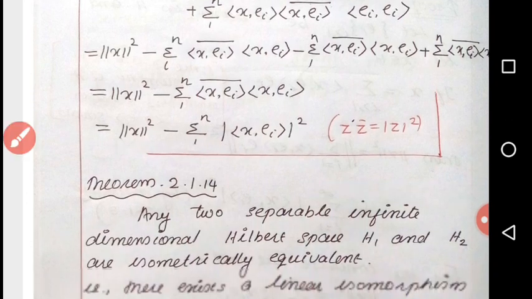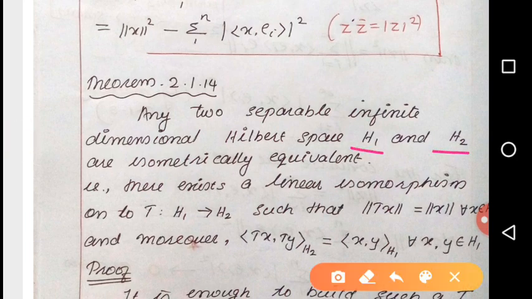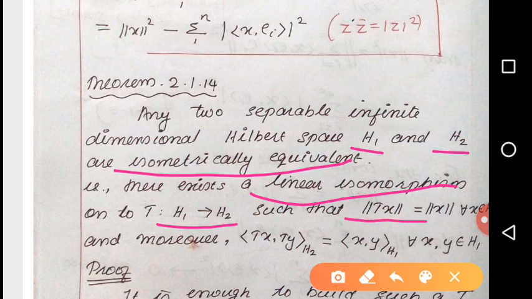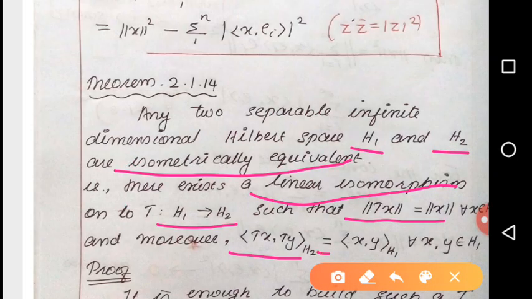Okay, now this is a theorem. Any two separable infinite dimensional Hilbert spaces H1 and H2 are isometrically equivalent, which means there is a linear isomorphism T between H1 and H2 such that norm Tx is equal to norm x. Moreover, the inner product in H2 of Tx, Ty is equal to the inner product in H1 of x comma y.